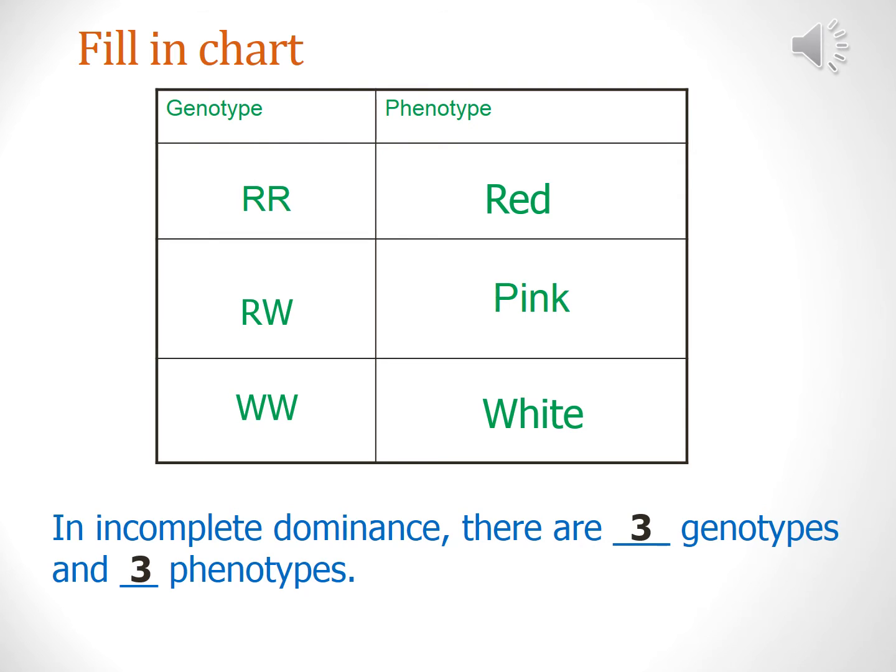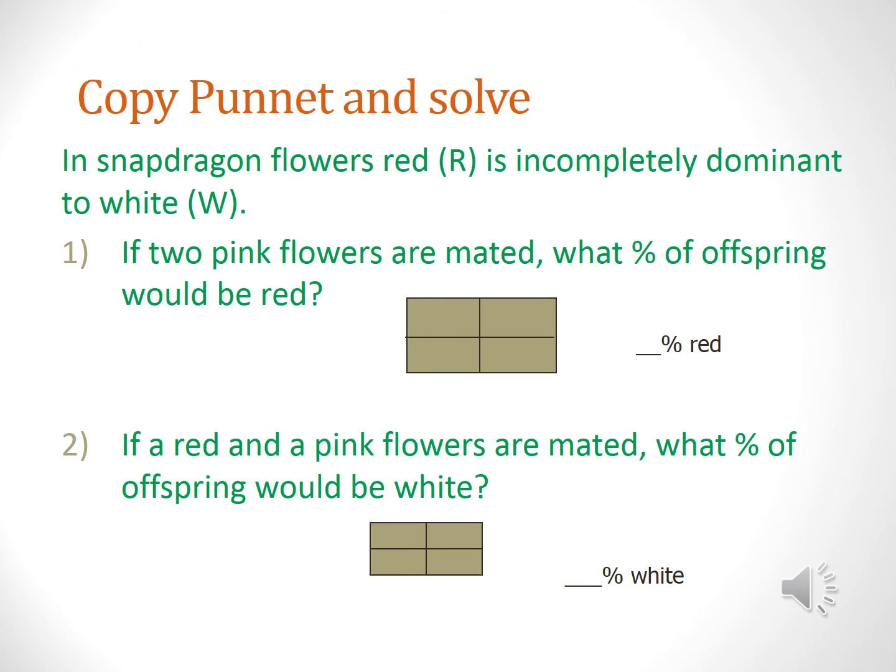So, genotypes and phenotypes. In this case, you see a clear difference from classical dominance. Here the capital R, homozygous dominant, still gives you red. The capital W still gives you white, but when you combine them, they're mixed in, so you've got pink. So in incomplete dominance, there are three genotypes and three phenotypes, not three and two like we saw in classical dominance.